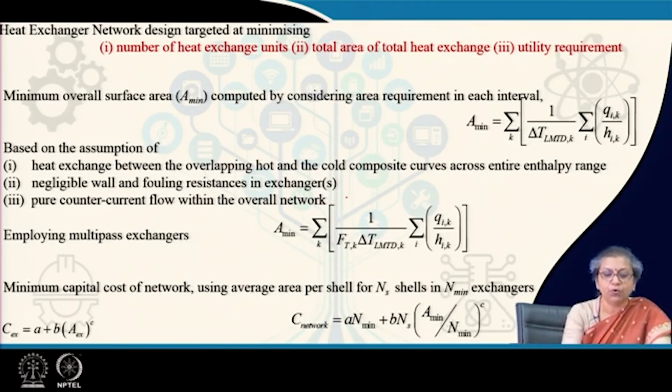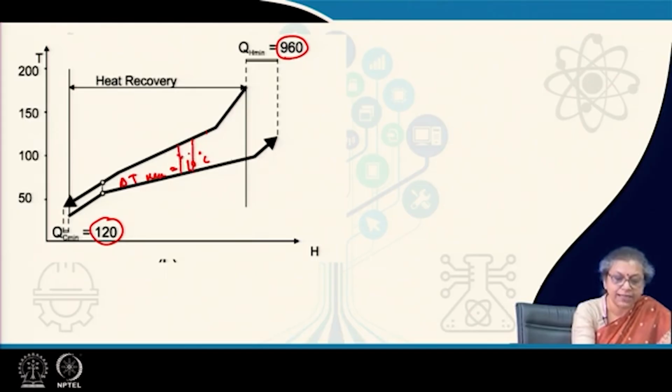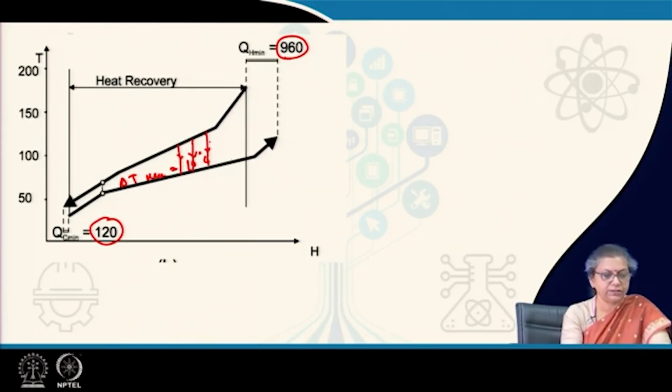And regarding the minimum overall surface area, what do we do? We have already divided our entire temperature interval into a large number of small segments. So, within each particular segment, we can find out the minimum area by this particular formula, which considers that all the exchangers that we are using are counter current flow exchangers, and there is negligible wall and fouling resistance. When I say counter current flow exchanger, it means that the heat exchange is happening in the vertical direction.